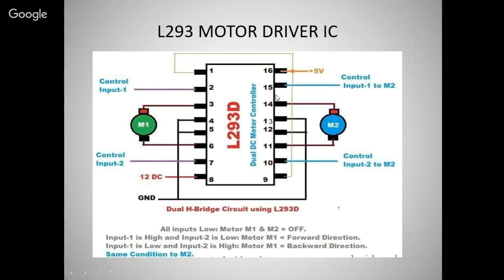And the same here for motor number 2, input 1, input 2. For motor 2, pin number 15 and pin number 10 take the signal from the Arduino and convert it to an amplified signal, and it will give it to the motor M2. Okay, then motor M2 will start working.